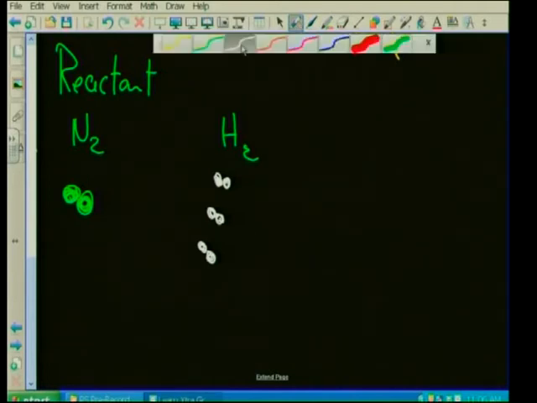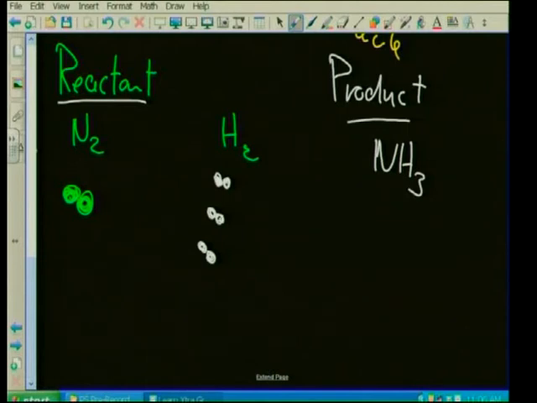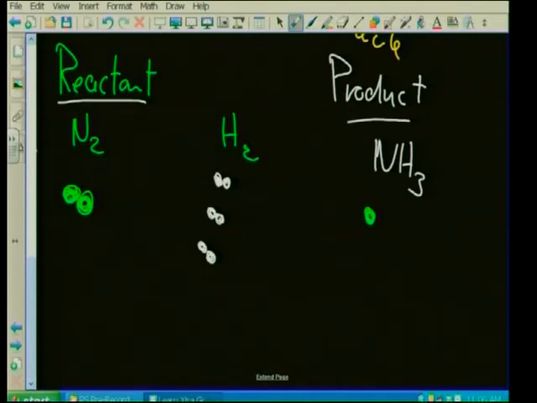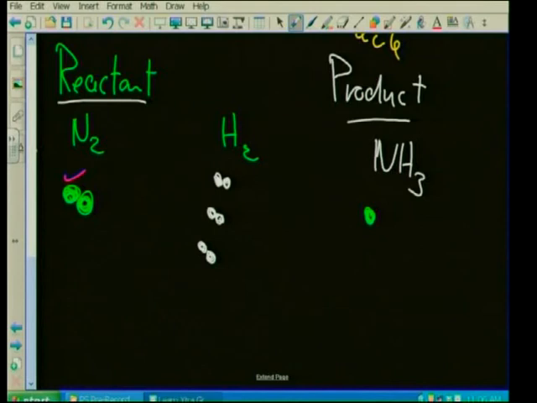Well, let's see if we can get it to do it. Have a look at the product. The product was NH3. So what it's telling us from the chemical equation is that we need 2 of those. So let's take 1 nitrogen, put it down, and for every 1 nitrogen we need 3 hydrogens. So I'm going to take this hydrogen here, and I'm now going to take 3 hydrogens. I'm going to take those 3 there, and I'm going to put them on.